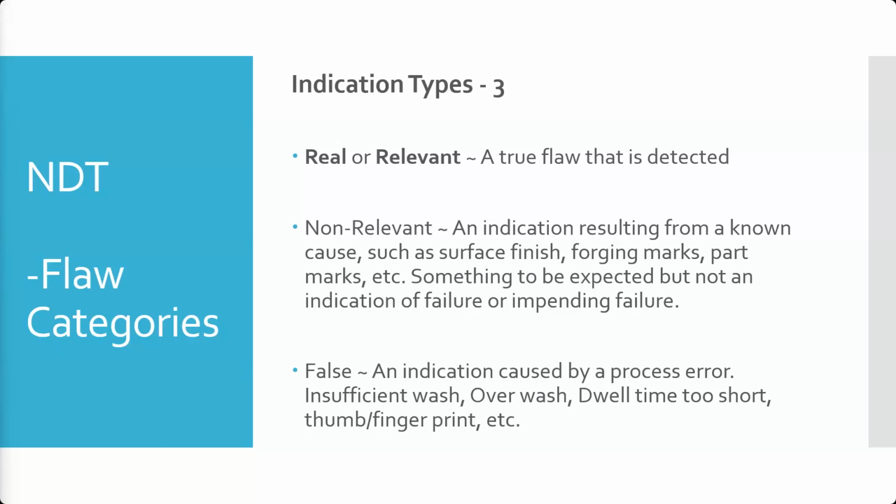Most parts are not perfectly uniform, right? They're funny shapes. They're different textures. So there's going to be non-relevant indications. So these 3 types of indications need to be classified when you do your reports. Okay, so those are our 3 flaw categories.